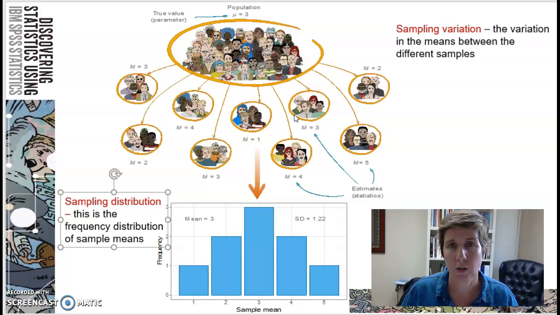The problem with that is we don't ever do that, right? Normally what we do is we take one sample out of the population and we get a mean, we get a standard deviation, and then we can calculate the standard error. And that standard error then tells us how good our mean represents the population.